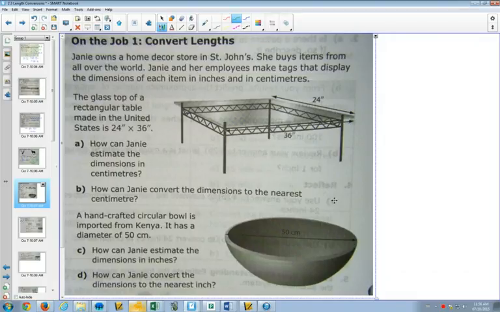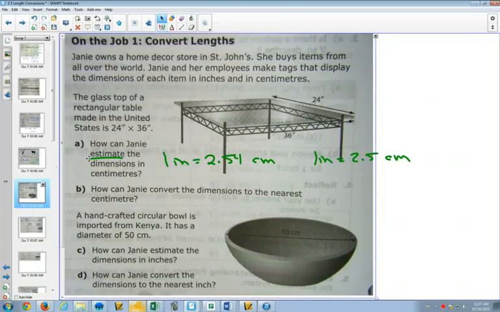If you wanted to estimate, okay, we know that 1 inch is equal to 2.54 centimeters. If you were estimating, you might use 1 inch is equal to 2.5 centimeters as an estimate. 2.5. Mental math for multiplying by 2.5. Can you multiply something by 2? Yes. That's pretty easy, right?